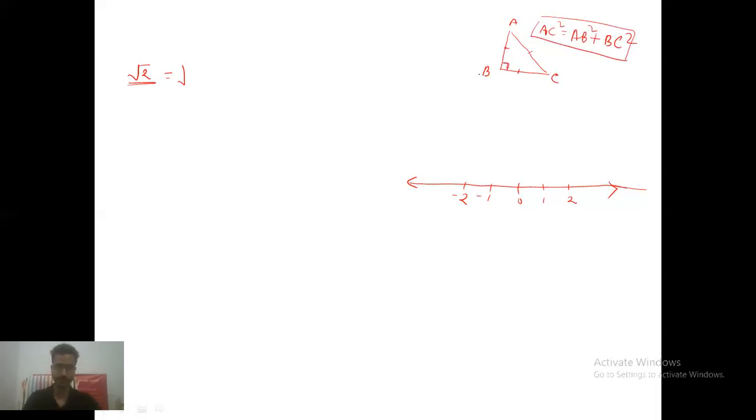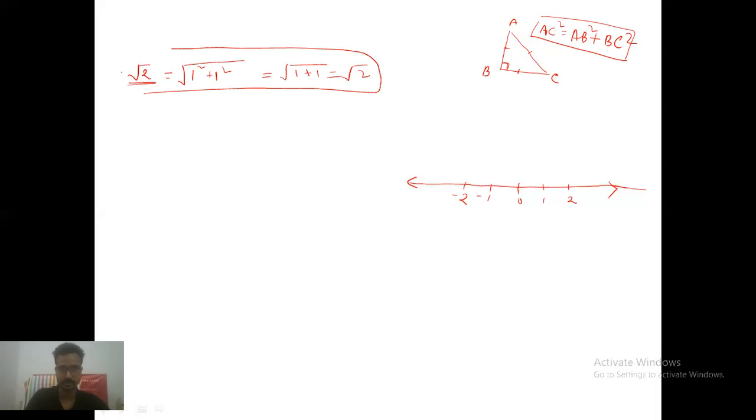Now see here, root 2 you can write as root over 1 square plus 1 square, because 1 square is 1 and 1 square is 1, so it will be root 2. So root 2 we can write as 1 square and 1 square. That is the thing that should come to your mind: how can we write down root 2? Why am I discussing these things?